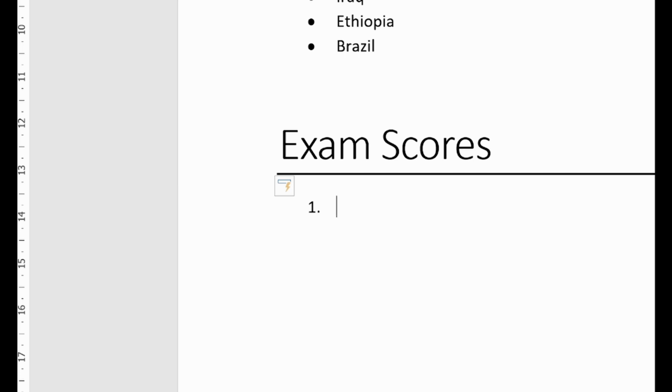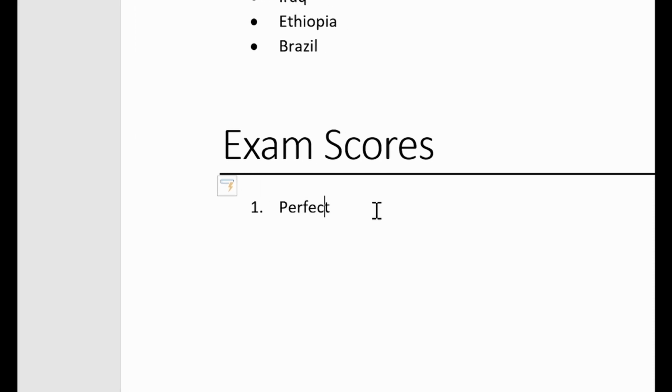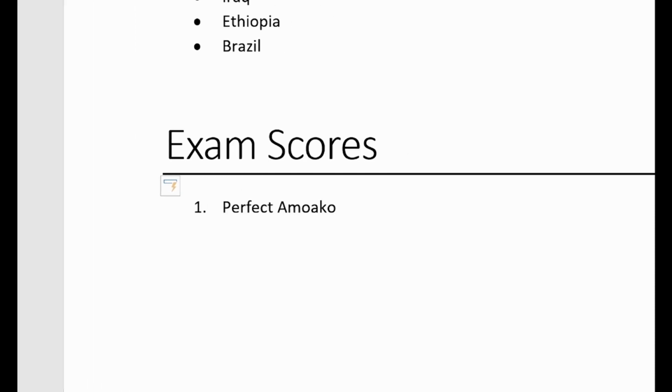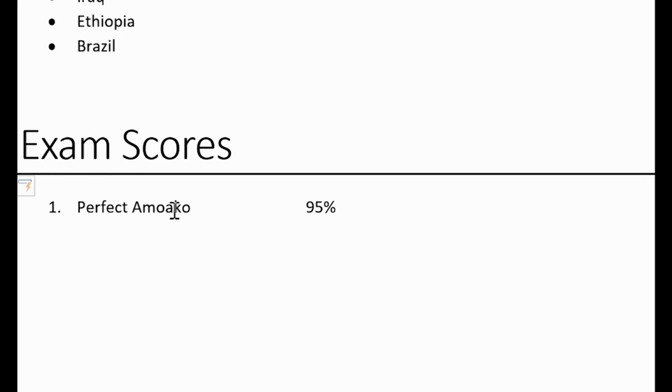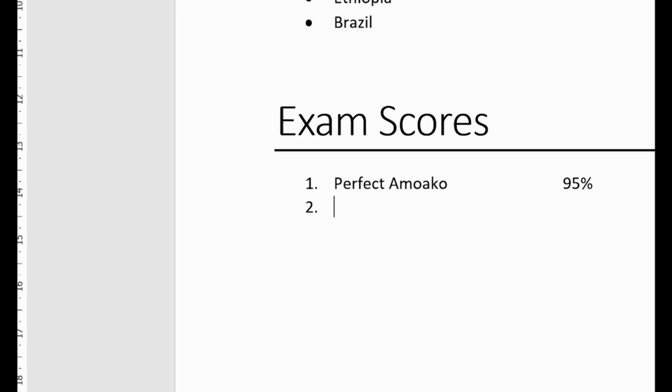So give me someone's name. Perfect. Amwakun. And I want to give a grade. So let me press tab. Watch this. I'm going to use tab to give a grade. Let's say 95%. Enter. I have the next person.